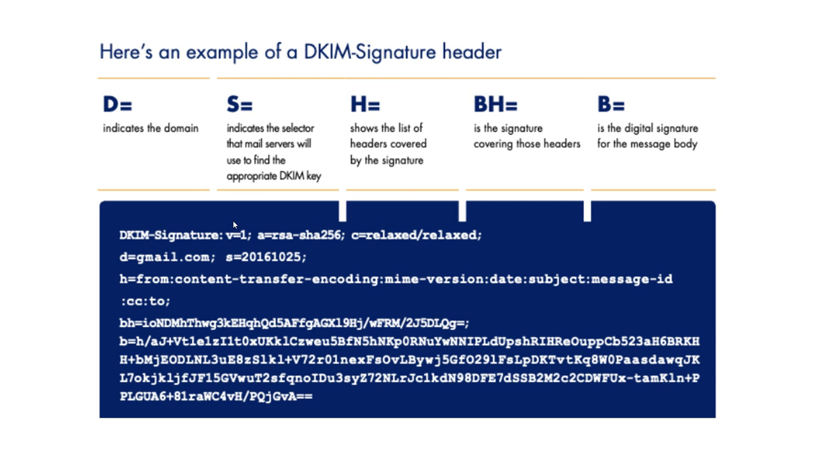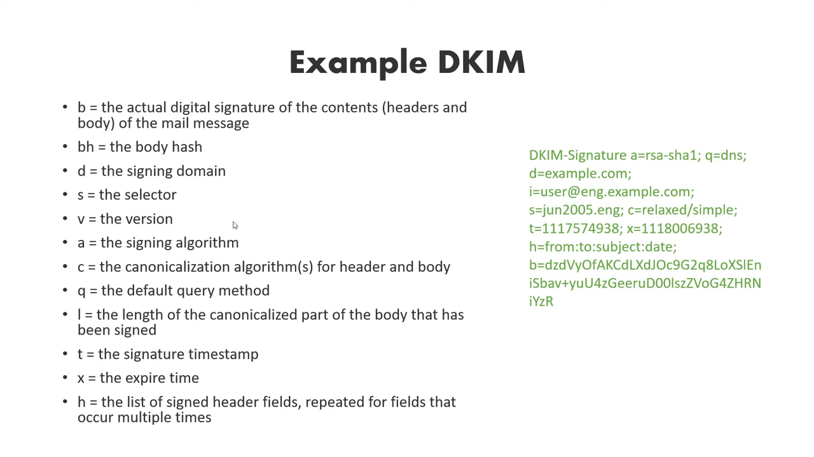BH there is the hash of the body, so that's the signature, right? The little hash code key that we talked about based on the content. And then B is the digital signature for the actual message. So that's the thing that it's going to unhash or decode with the other half of the key in order to see that it validates. So that's all the different parts. There's a couple other ones too.